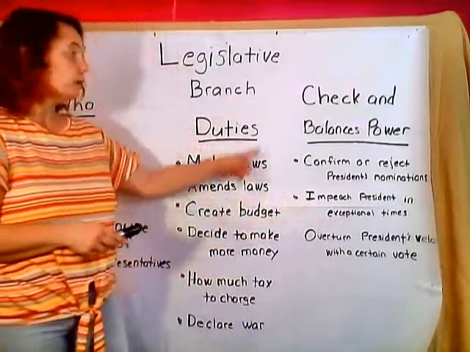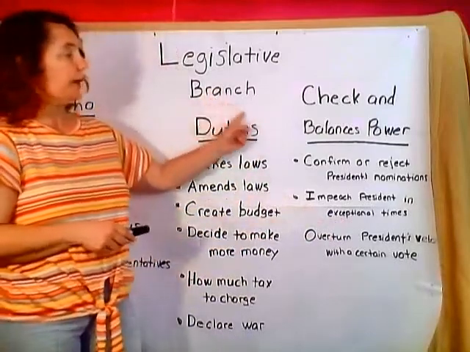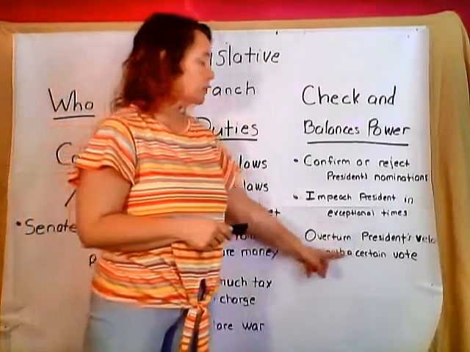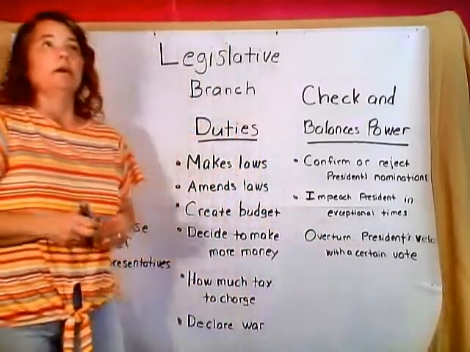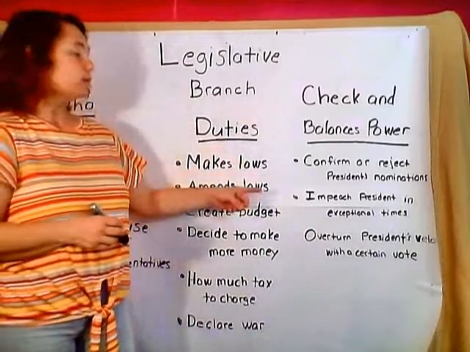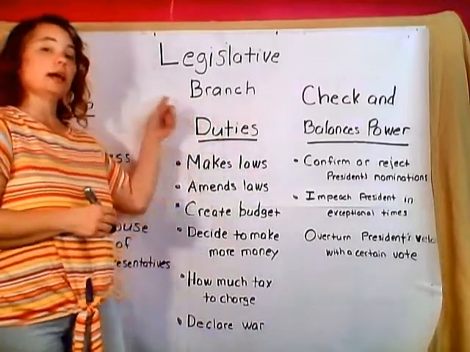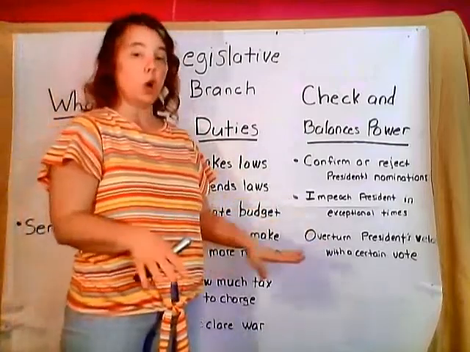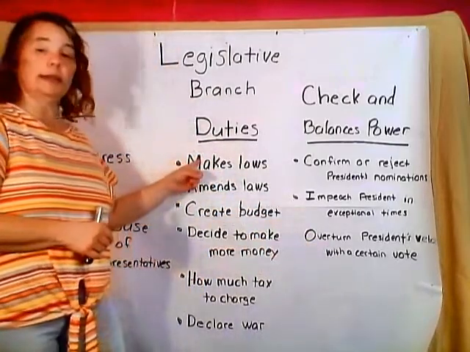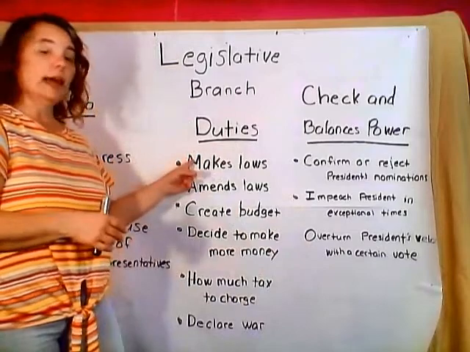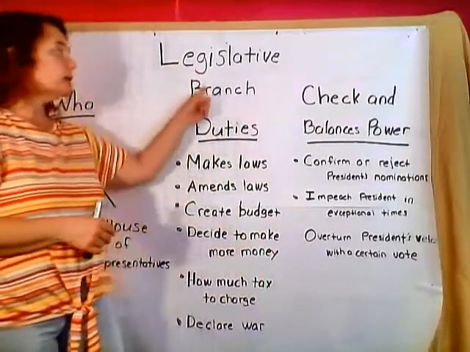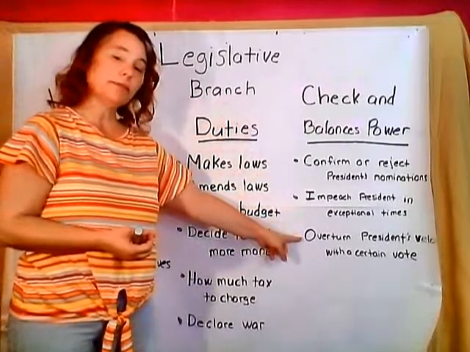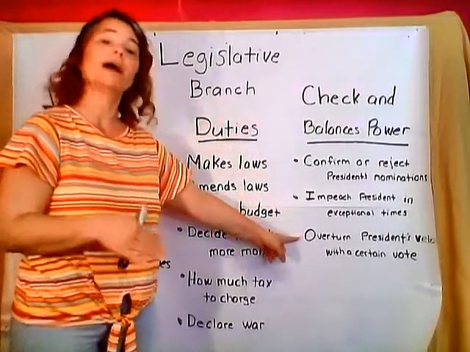The last way that the legislative branch can check the power is they can overturn the president's veto with a certain amount of votes. We also said that one way that the president can check the legislative branch's powers is that he could veto or say no to any one of the laws that they make. Well, just like that, if there's enough people in the legislative branch that vote for it, they can say, you know what, Mr. President? We like that law, and we're not going to let you veto it.